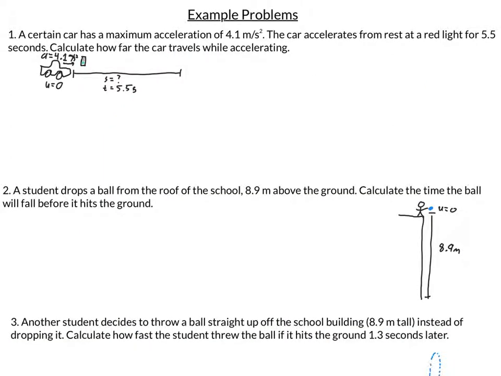All right, let's do a few example problems now. Number 1, a certain car has a maximum acceleration of 4.1 meters per second squared. So it looks like the car is going to floor it out of this red light. The car accelerates from rest at a red light for 5.5 seconds. Calculate how far, this is s equals question mark there, the car travels while accelerating. So it looks like I have an a, looks like I have a t, and I missed something here. The car accelerates from rest, meaning the initial velocity is 0. So as you can see, I've already drawn a picture. Now let's make a variable bank.